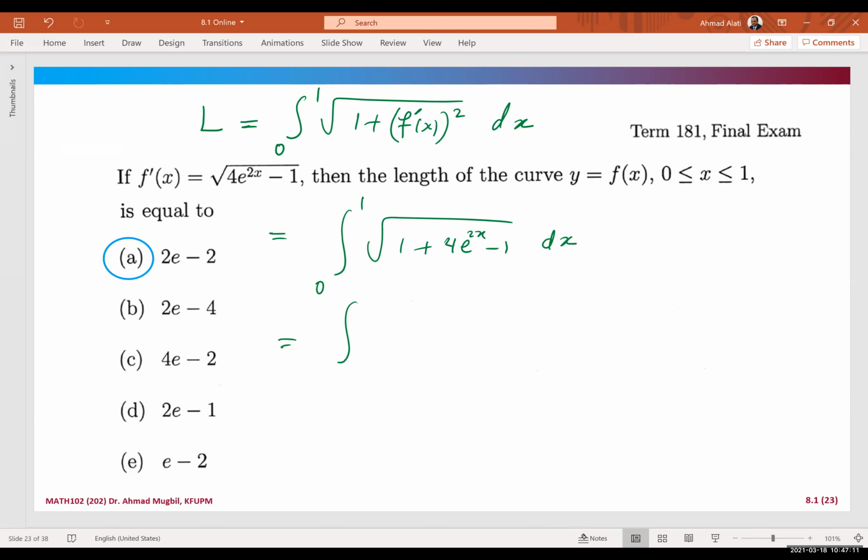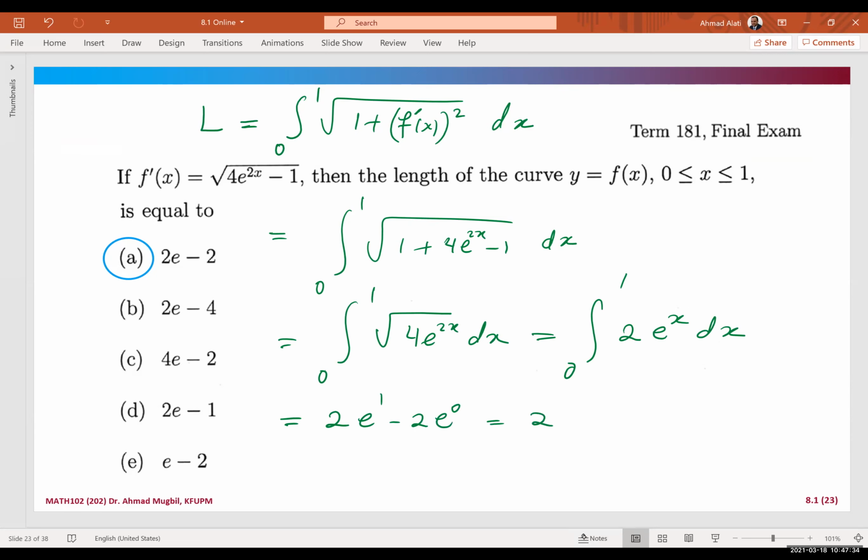This is equal to the integral from 0 to 1. This term is gone, it will be 0. So we have here the square root of 4 e to the power 2x dx, which is the integral from 0 to 1 of 2 e to the power x dx. Is that correct? Which is 2 e to the power 1 minus 2 e to the power 0, which is of course 2e minus 2.